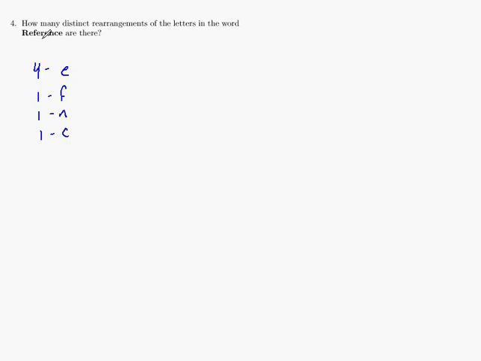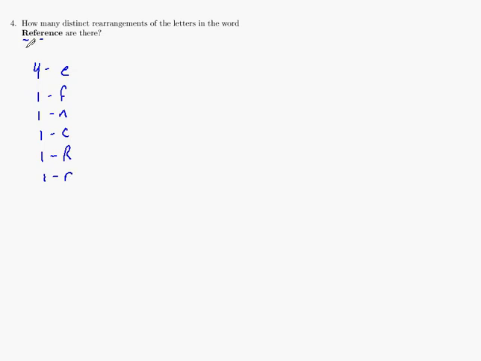Now, it's very tempting, I save the R's for last, to look at that and say we have 2 R's. But notice we have 1 capital R and 1 little r. So if we swap a capital R with a little r, we can tell the difference between those. So there is a distinction between those 2 letters, even though they are the letter R, capital and lowercase make a difference.